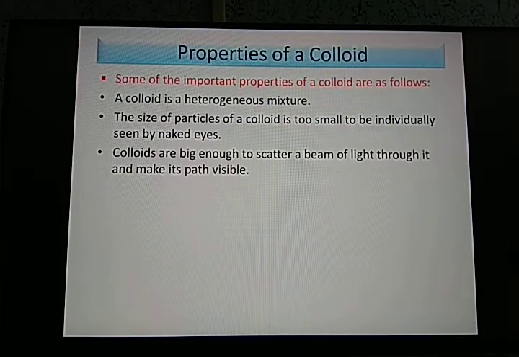But the colloid particles are not that small either. They are big enough to scatter a beam of light through it and make its path visible. Now this phenomenon you will not see in a true solution. We'll come to that point.